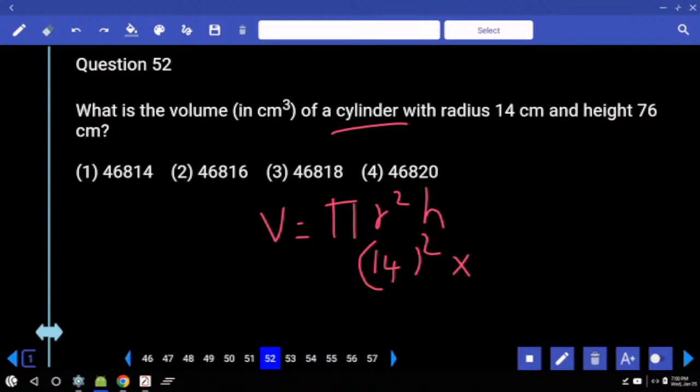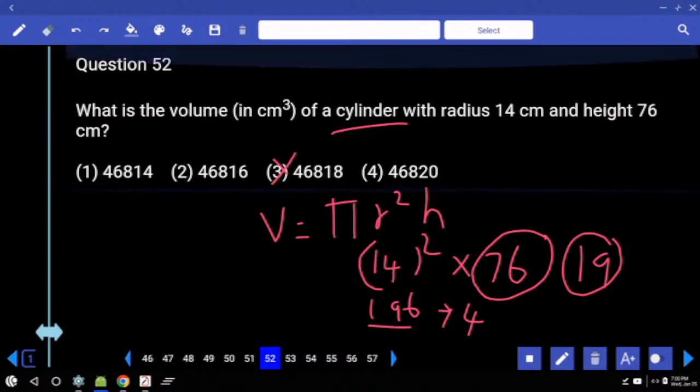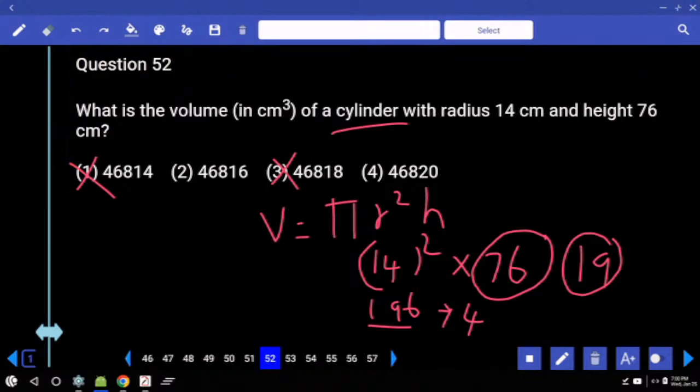And height 76. When there is 76 involved, this should definitely be a 19 multiple. Yes or no? Answer 19 multiple అవ్వాలి. అవునా కాదా? ఇంకో హింట్ ఏంటంటే 196 వస్తుంది. This should be what? 4 multiple. 4 multiples ante these two options stand eliminated. Yes or no? You are left with two options. 816 and 820 both are divisible by 4, but 19 తో divisible అవ్వాలి. So 19 4 6 check చేద్దాం.